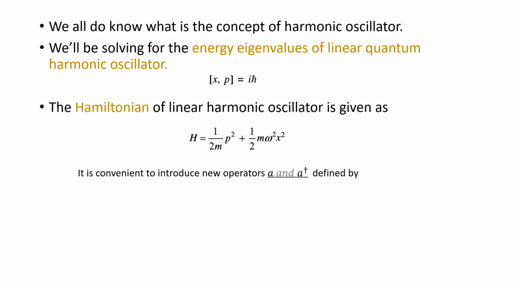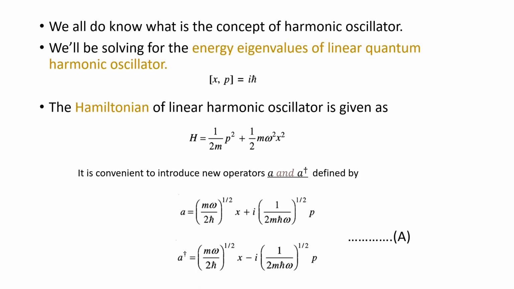It is convenient to introduce new operators a and a†, which are defined by a = √(mω/2ħ) x + i√(1/2mħω) p, and a† is given by the Hermitian adjoint of the operator a.